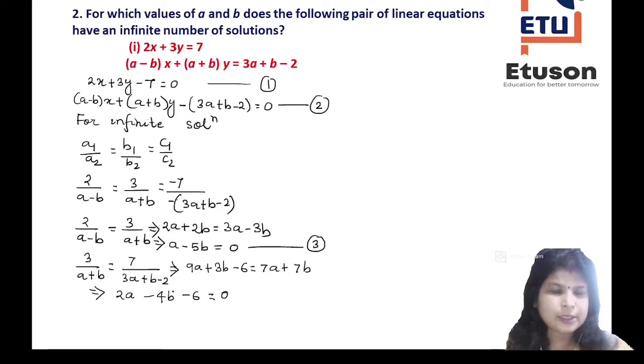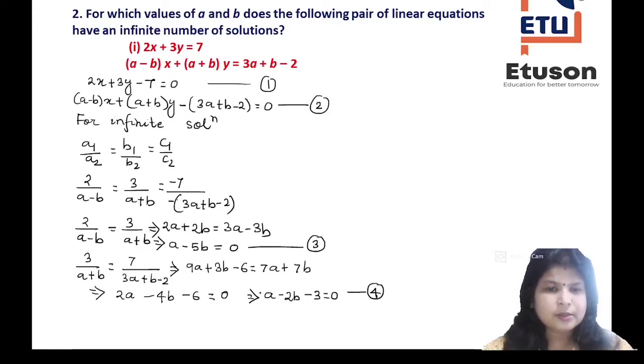So can I take 2 common? Then what will be the final equation? It will be a minus 2b minus 3 is equal to 0. So this can be your equation 4.